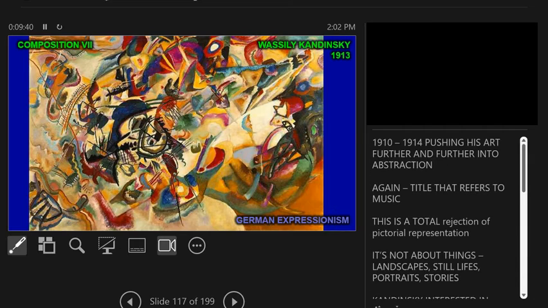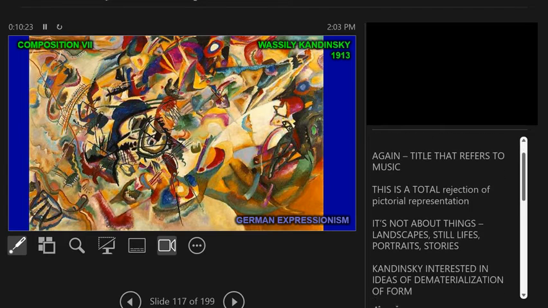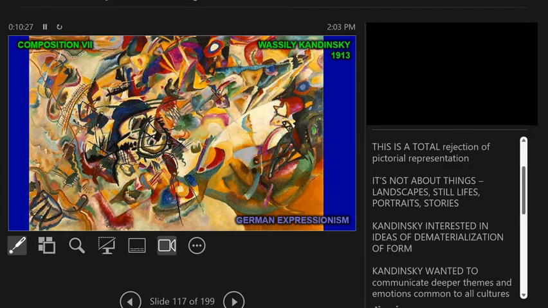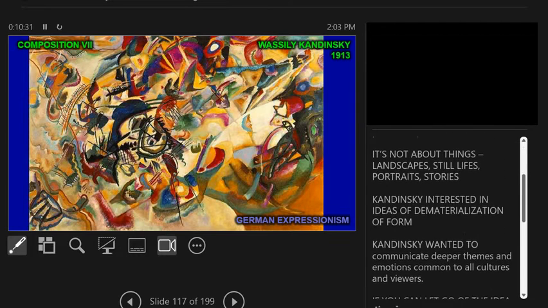All right. So here's our next one. This is the one that I want you to remember for the test. So again, we have a title that is a reference to music. And between the years 1910 and 1914, Kandinsky is pushing his art further and further into abstraction. This painting right here is a total rejection of pictorial representation. He is totally getting rid of things that are a reference to the world.